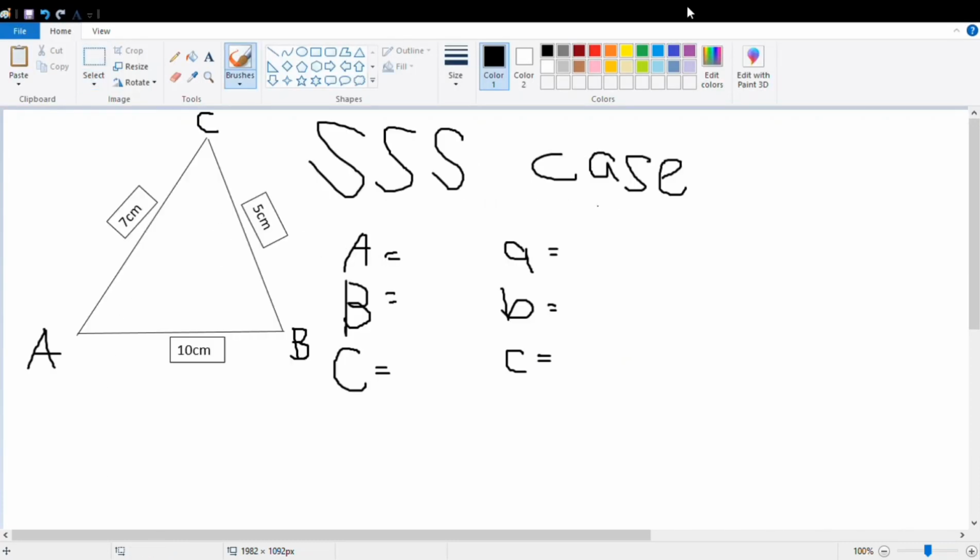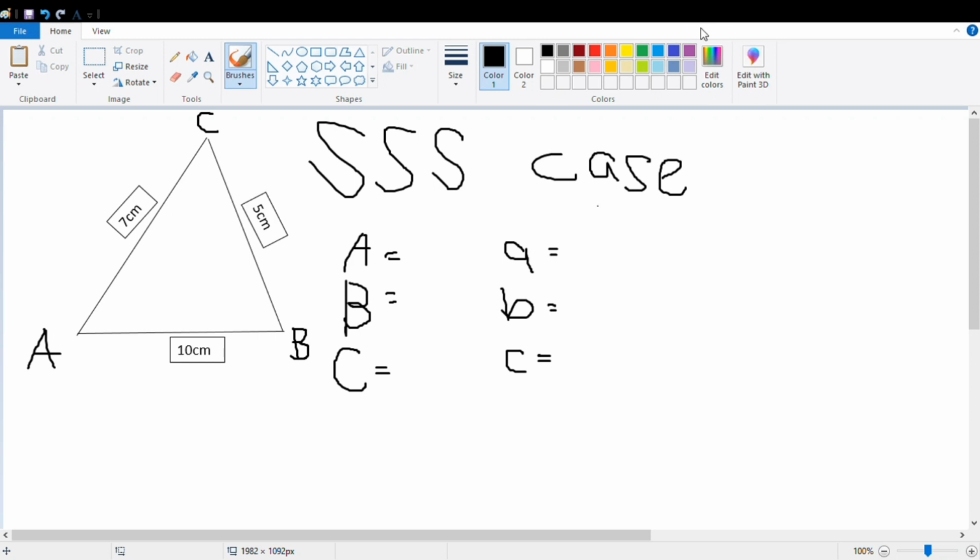There are two situations in which you can use the law of cosines. First is this, the SSS case. So how exactly do you solve a triangle when all the given are sides? This is where the law of cosines comes in.